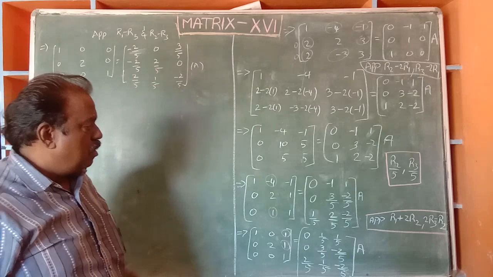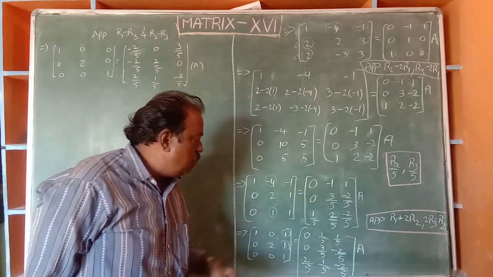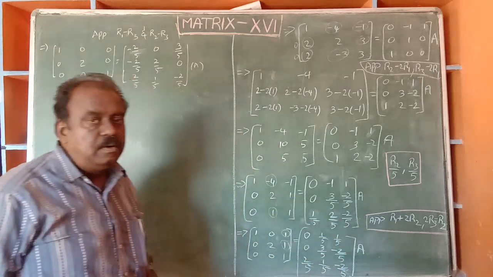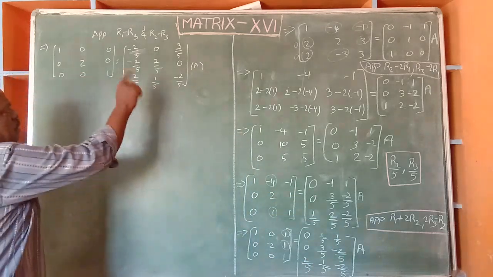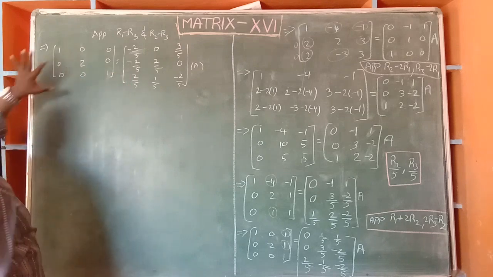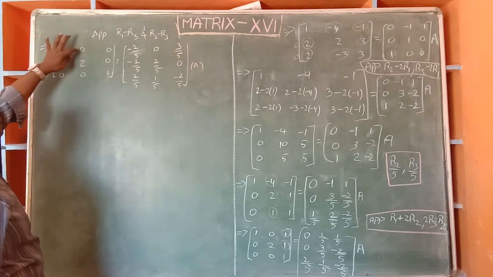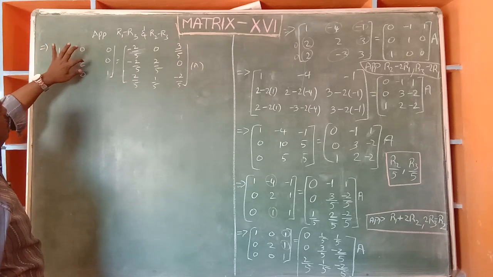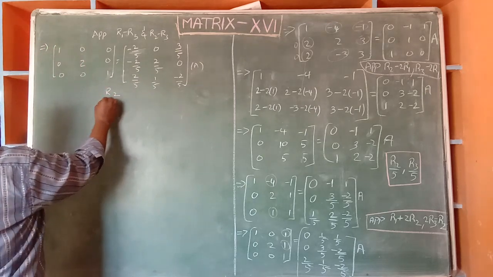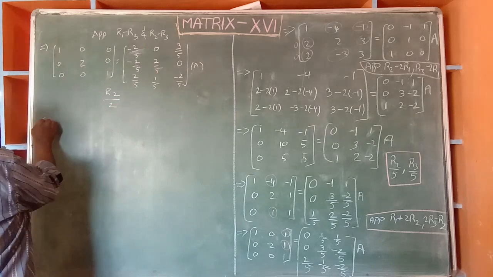Okay, now 1 by 5 minus 1 by 5, that is 0. 1 by 5 plus 2 by 5, that is 3 by 5. Now everything is okay: 2 0 1 0 0 0. But here it must be 1. So we apply R2 by 2.